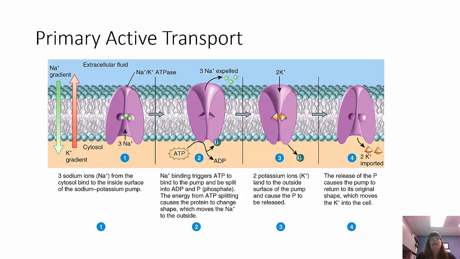So here is the sodium gradient and the potassium gradient, and it's just showing you the sodium-potassium pump. So what happens is 3 sodium will be pumped out into the extracellular fluid, and in the meantime 2 potassium will be pumped into the cytosol, basically. So as you can see, if you look at the pictures, ATP comes in and phosphorylates the sodium-potassium pump, and then that phosphate goes away, and the whole process will start all over again.